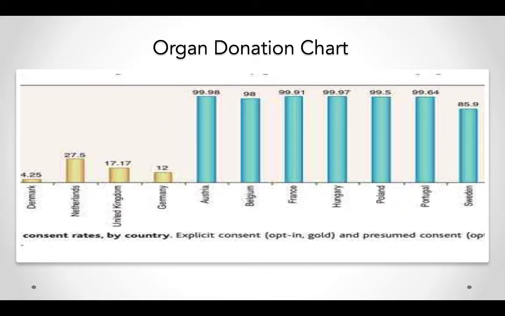So this is an organ donation chart. It ranks countries by how much percentage of their population consents to donate organs, right? You can see on the left side we have a few countries, Denmark, Netherlands, United Kingdom, Germany, with very low organ donation rate. And on the right side, we see a bunch of them with a very high organ donation rate. The question is, why is this happening?